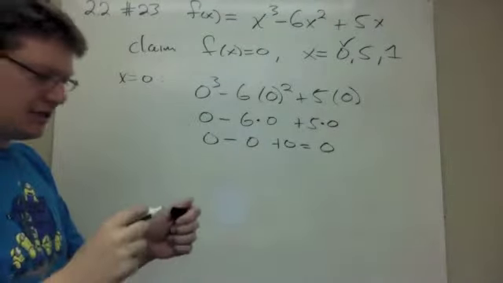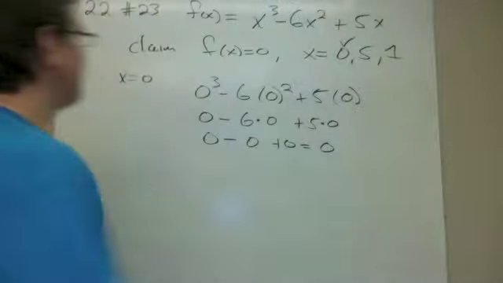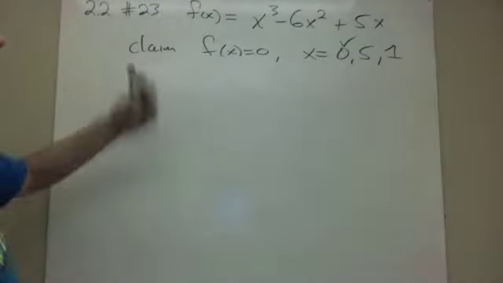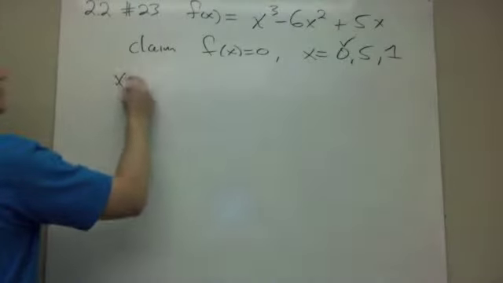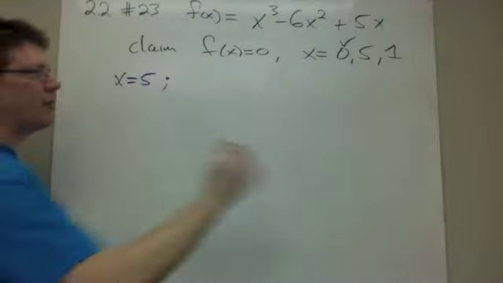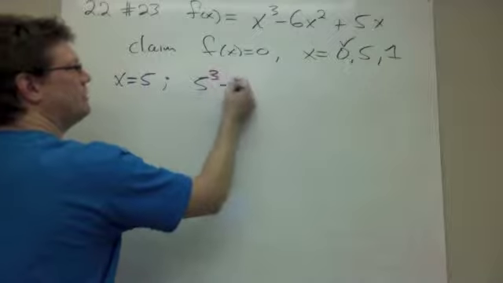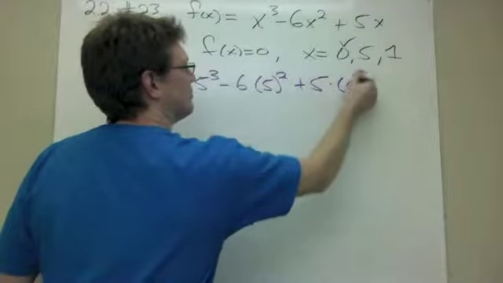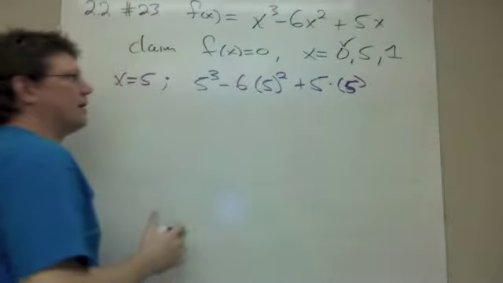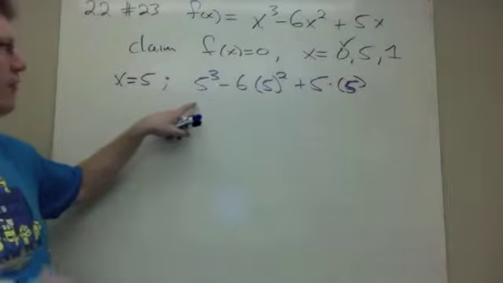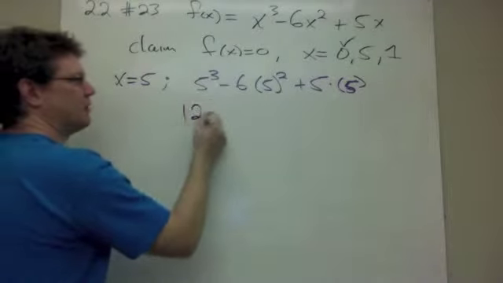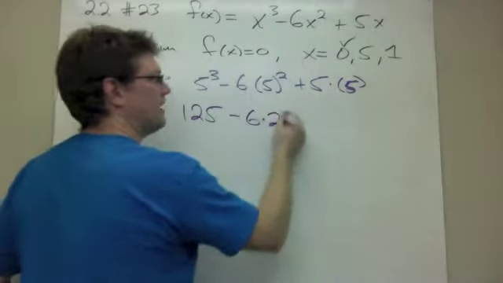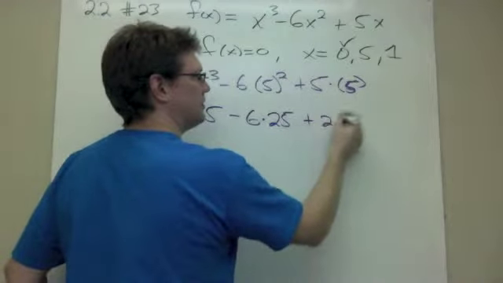All right. Now let's check the next one, x equals 5. We're going to have to multiply 5 by itself a bunch of times, but that's okay. Everywhere there's an x, we plug in a 5. 5 cubed minus 6 times 5 squared plus 5 times 5. Well, 5 squared is 25. 25 times 5 is 125. Minus 6 times 5 squared. 5 squared is 25. 5 times 5 is 25.